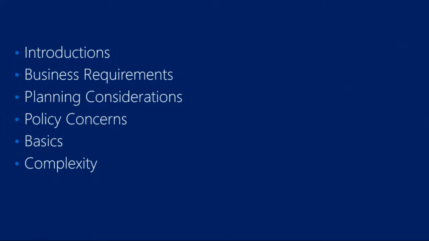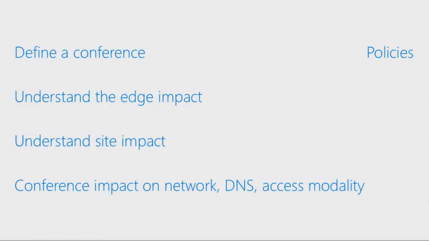And then complexity, I've got those real-life scenarios I'm going to show you. Objectives. I would like for you to take out of here the definition of a conference, if nothing else. Understanding what the edge impact is, understanding what the site impact on the edge is, and how that impacts your internal deployment. And then conferencing impact on things like network and DNS, DHCP, bandwidth usage, why you might want to put up a second site even if you don't think you have the numbers to support that.